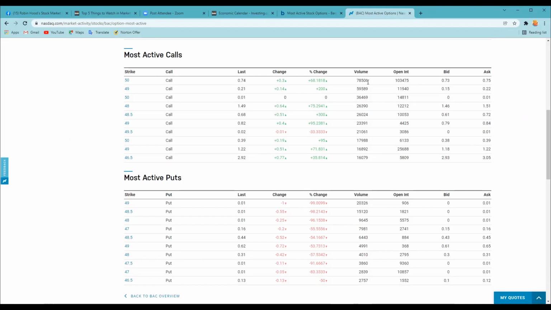Out of everything here, we have a $50 call strike price that is up 68% just in one day. And we had an open interest of 103,000, which is a lot. That's a lot of interest. And then the volume is 68,000.